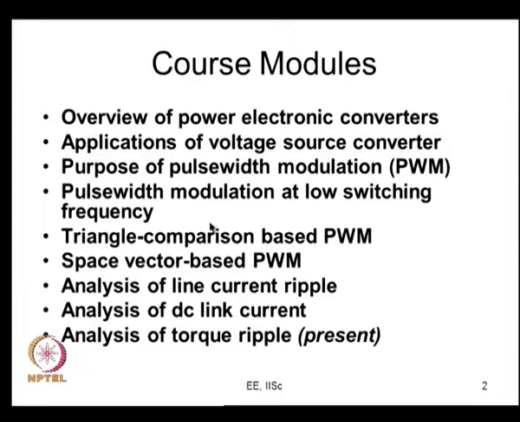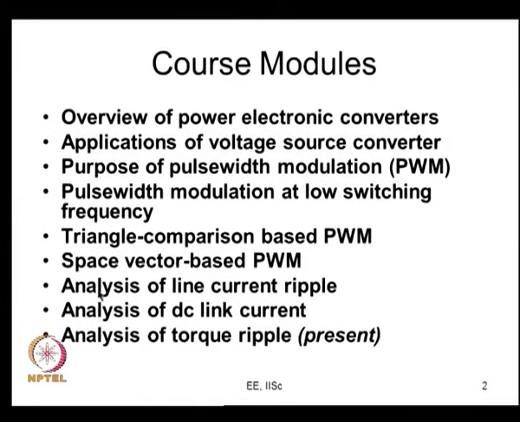You generate it by comparing 3-phase modulating signals against a triangular carrier, or you go by the space vector approach, where the voltage vector is provided to you as a revolving voltage vector, and you sample that and try to synthesize an average vector equal to the reference vector in every subcycle. So, these two modules are essentially on generation at the higher switching frequency side.